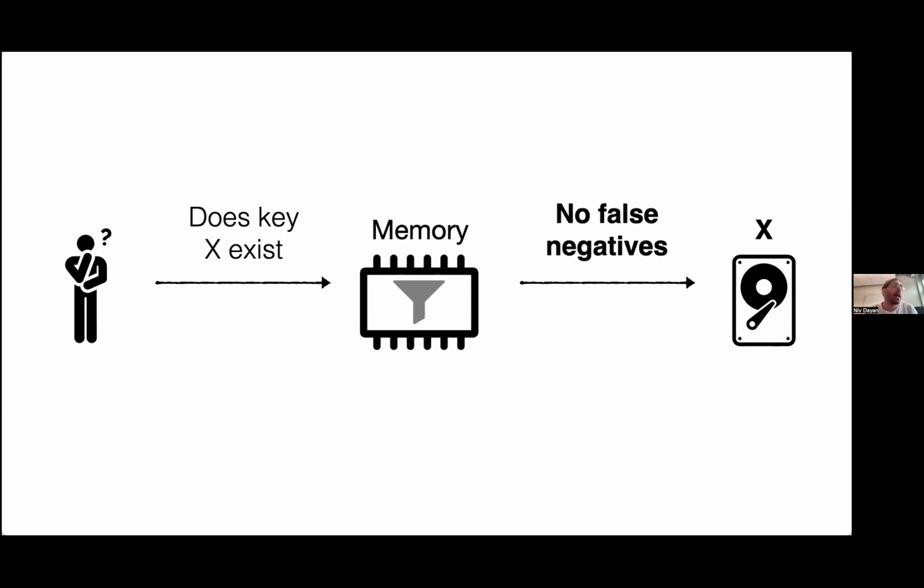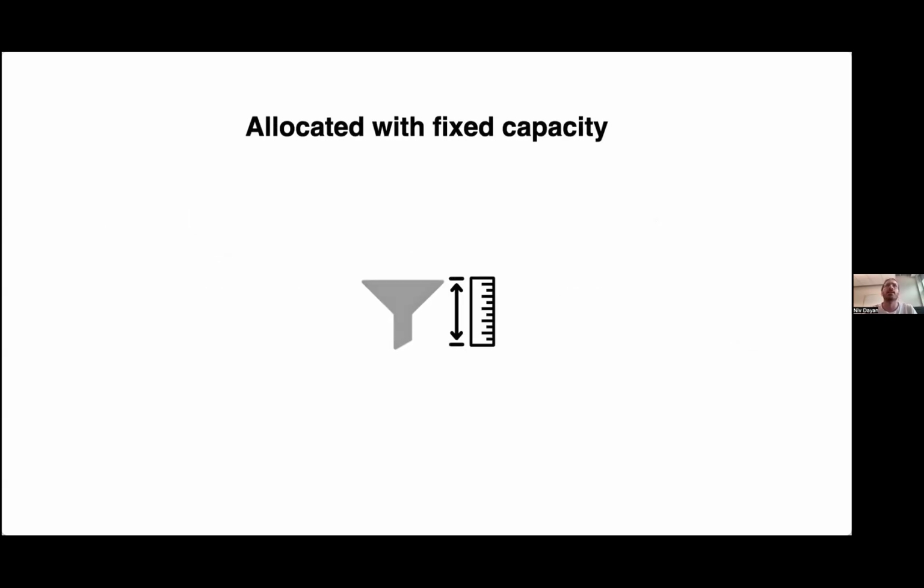In addition, another important property is that filters do not return false negatives, meaning that if you're searching for a given key and the key exists, the filter will always return a positive and will actually find the key we're looking for. Okay, so these are the basics.